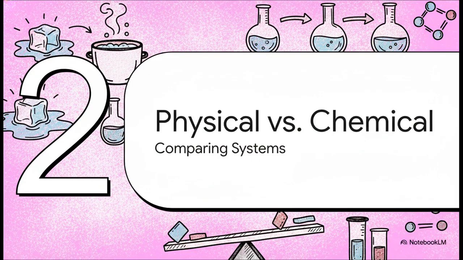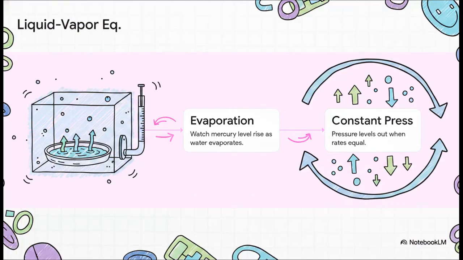Moving right along to Section 2, physical versus chemical systems, let's see how physical phase changes stack up against actual chemical equilibria. If we look at a physical change, like evaporation, we can track it by placing a watch glass of water inside a closed, transparent box hooked up to a manometer. At first, you'll literally watch the mercury level rise as the water evaporates into the dry air, adding gas molecules. But eventually, you'll see the pressure level out and just flatline at a constant value. The evaporation hasn't magically stopped. It's just that the rate of vapor molecules condensing back into the water now exactly equals the rate of molecules evaporating out of it.